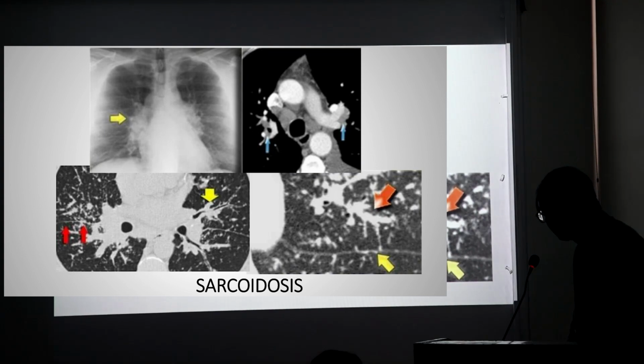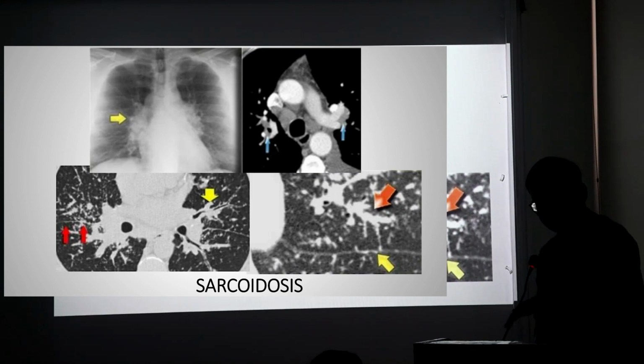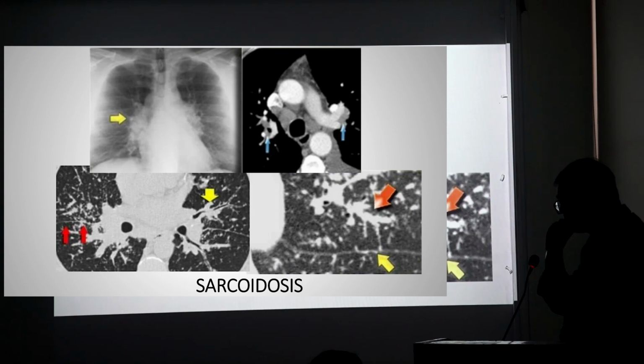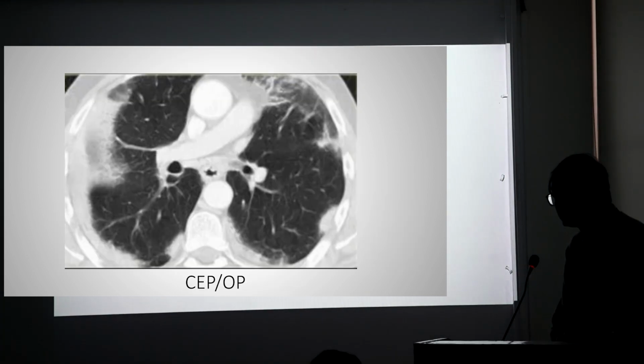Would anyone like to comment on the diagnosis? We have seen tree-in-bud appearance, but this is something very close to tree-in-bud. There are small nodules visible, but it's adjacent to the fissures. This is a very classical picture of sarcoidosis.